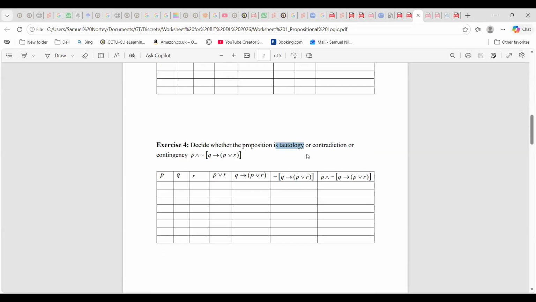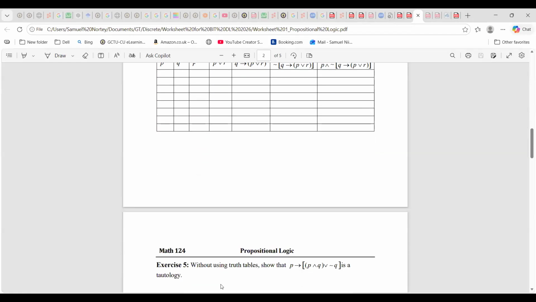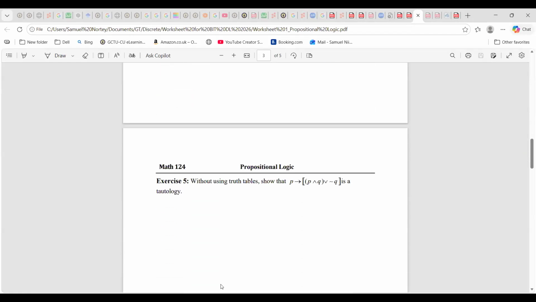Remember, a tautology is when your truth values will always give you true, or a contradiction when they will always give you false. Tautology is true and contradiction is false. Now, question 5 is also a tautology.